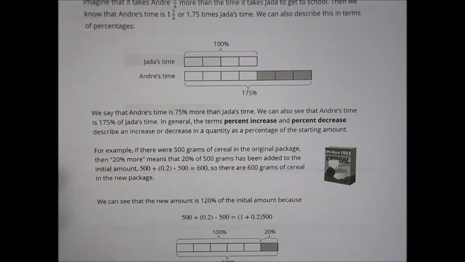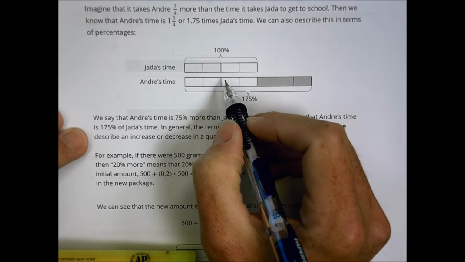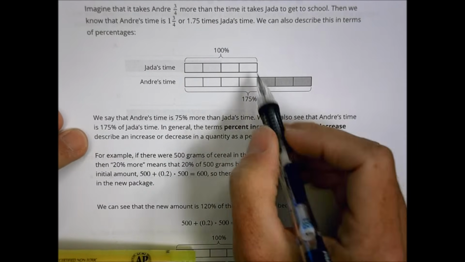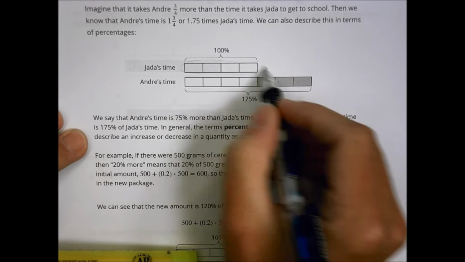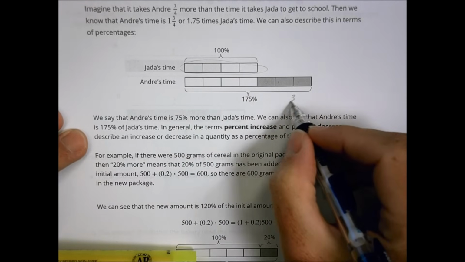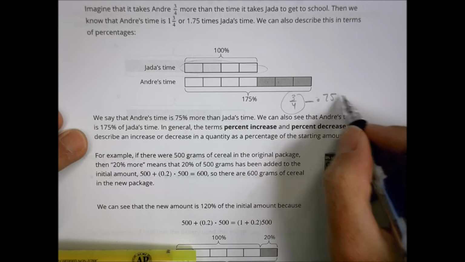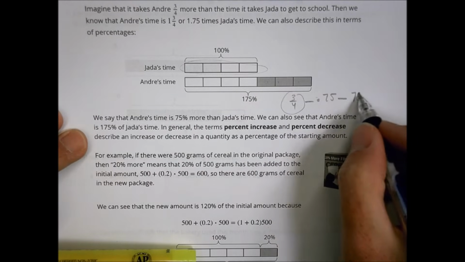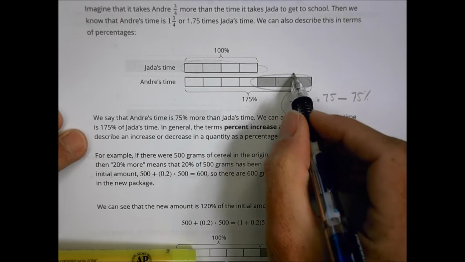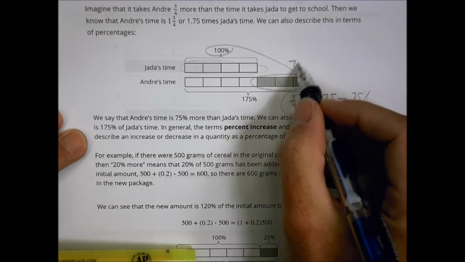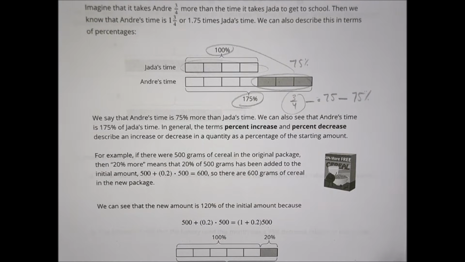If Andre has 3/4 more time than Jada to get to school, that 3/4 becomes again 3, 1, 2, 3, and our original amount was in fourths, that becomes a 3/4 there. 3/4 is also going to be written as a decimal as 0.75, which as a percentage becomes 75%. So when I take that 75% here and add it to the 100, I end up with 175%. That's part of the idea of what we're doing here today.